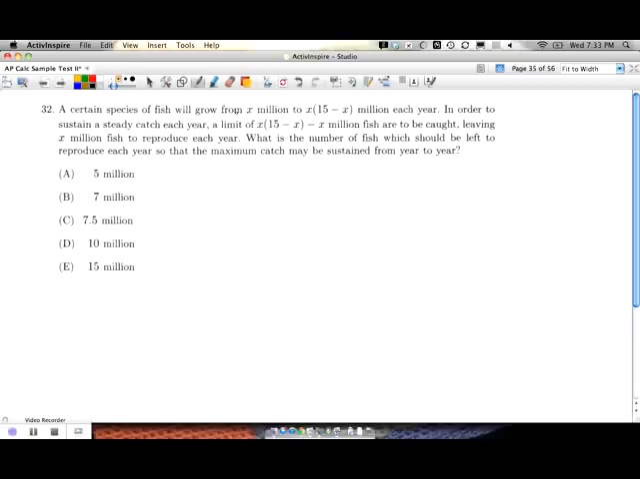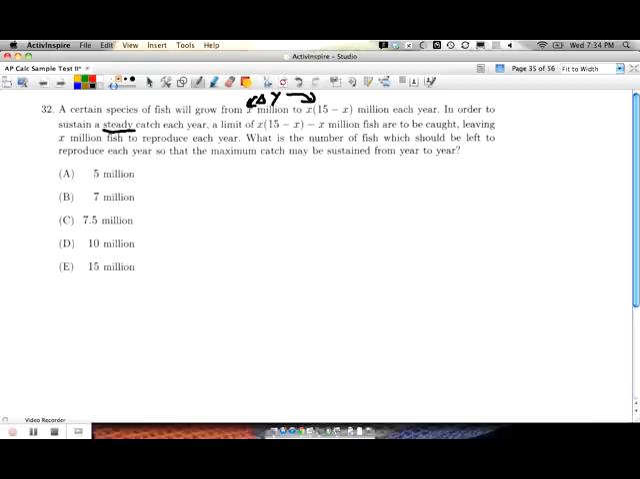A certain species of fish will grow from x million to x times 15 minus x million in 1 year. So there's a delta here. Delta y equals this amount. In order to sustain a steady catch, a limit of million fish are to be caught, leaving x million fish to reproduce each year. What is the number of fish which should be left to reproduce each year so that the maximum catch could be sustained from year to year?